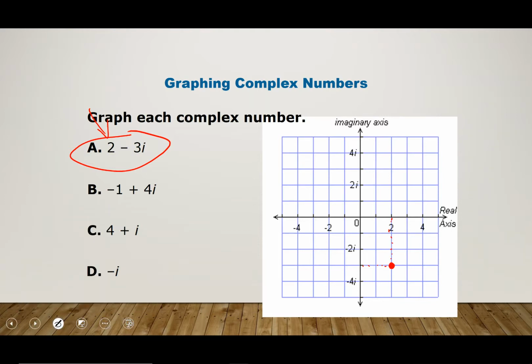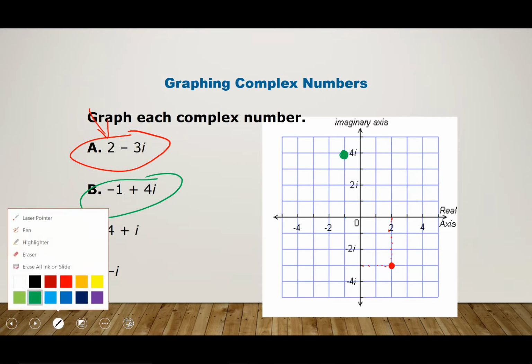All right, what color should I use next? Good, green is what I was going to select anyway. Negative 1 plus 4i. So negative 1 is the real number, so on the real axis you go to negative 1. And then positive 4 is the imaginary part. So negative 1 and then plus 4i. So right there. That would be point B.